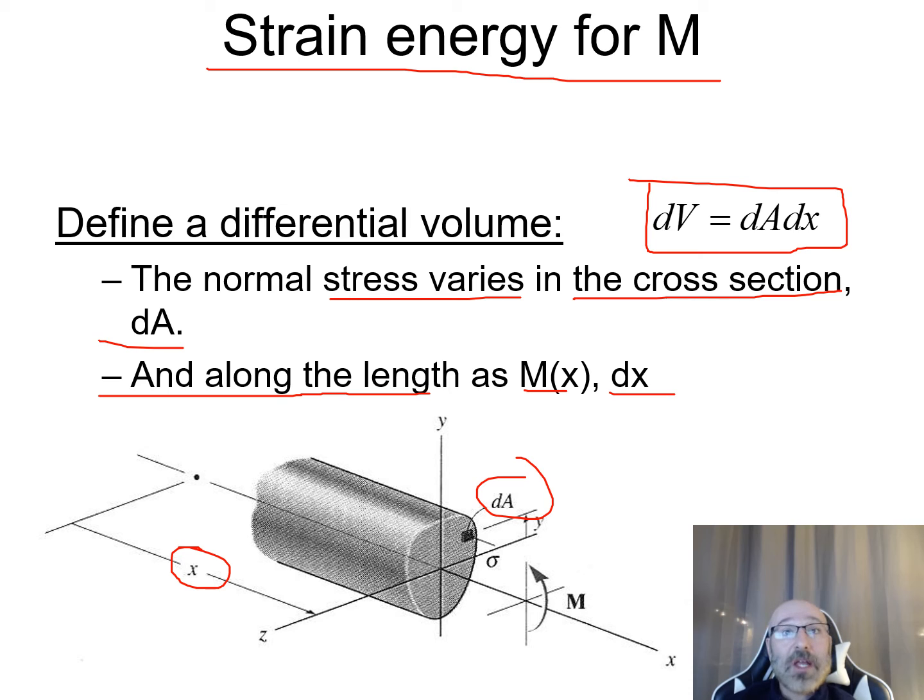So it's going to vary within the cross section. This is your whole cross section right here, so it's going to vary by its location there. And it's also going to vary along this x-axis like that. That's a realistic situation. It's not going to be constant through the whole thing. So defining this differential volume is going to allow us to calculate those.